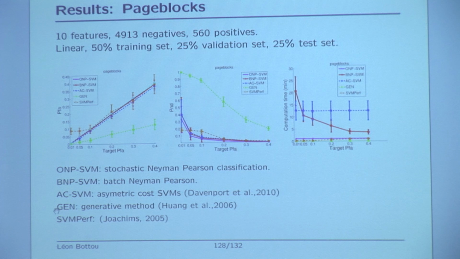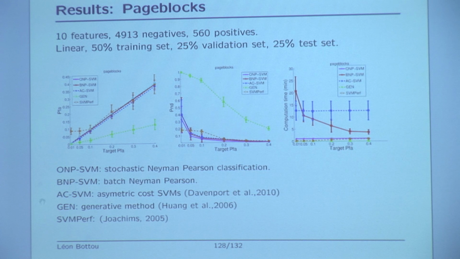There is a generative method that, well, I don't really like. It's more in the statistical tradition, where you define a generative model and then you try to fit it. And there is another algorithm called SVM-perf that's a variant of the structured SVM. What it does is that it optimizes a convex upper bound of a cost function that's defined as a function of the numbers that you have in a confusion matrix. So it's a bit of a hairy algorithm.